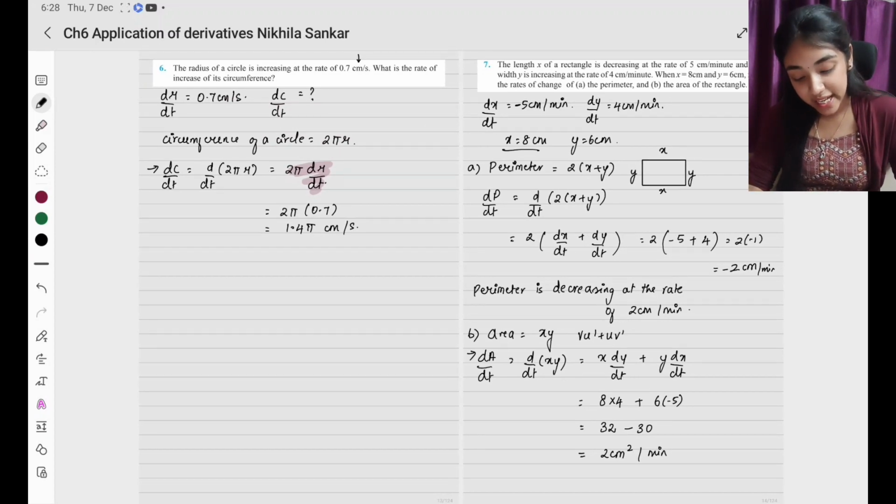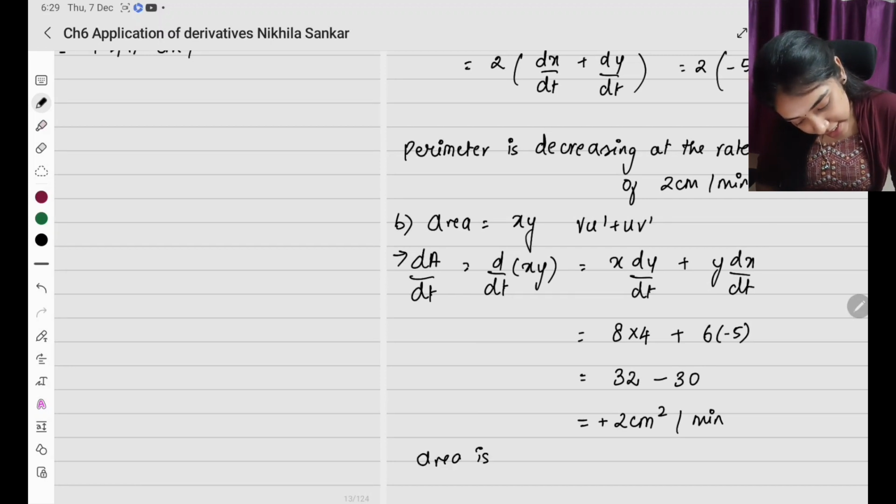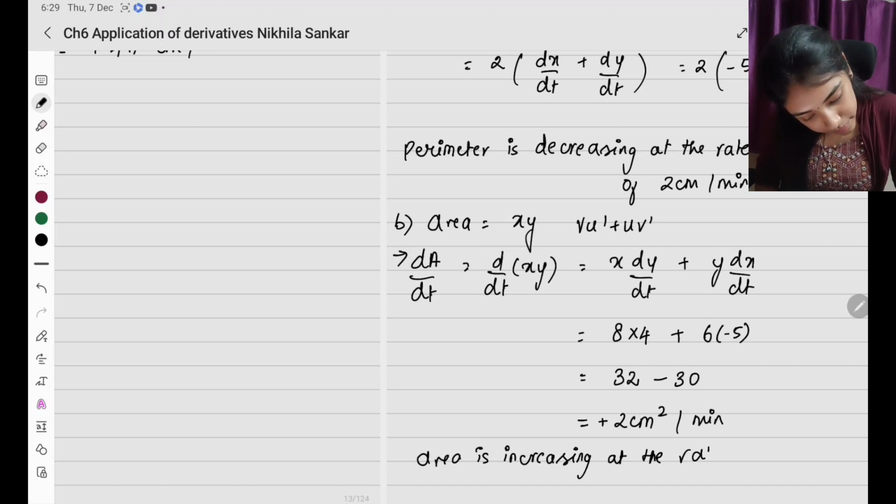So here the area is increasing. You got a plus, correct? So the area is increasing. How do you write the final answer? Area is increasing at the rate of 2 centimeters square per minute. Okay.